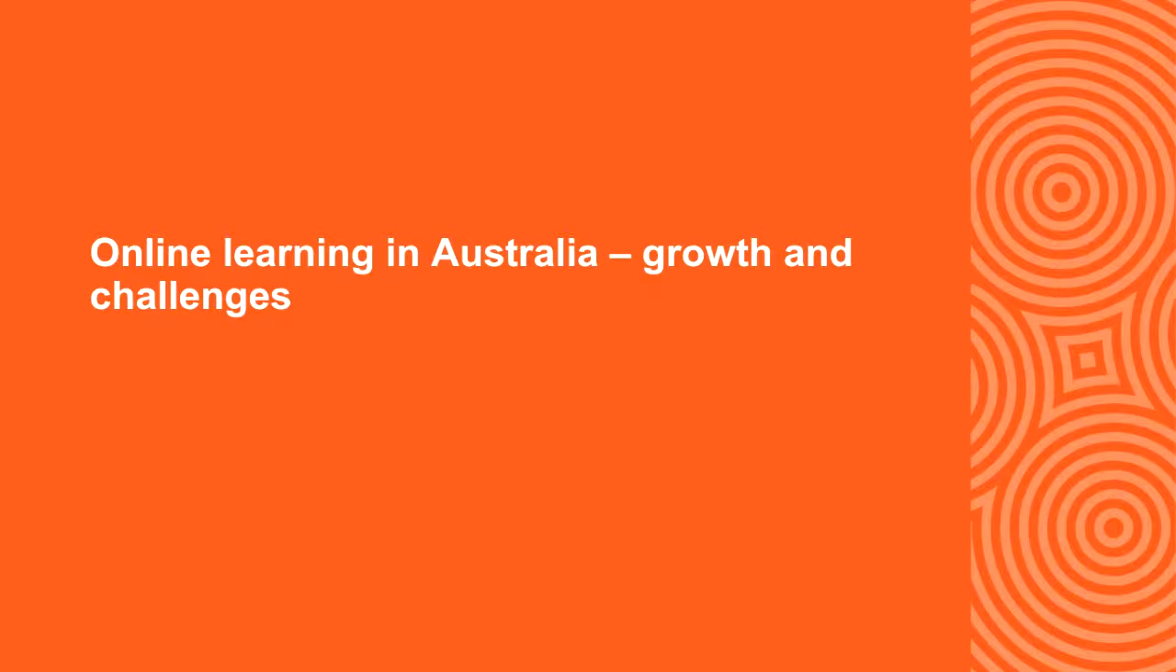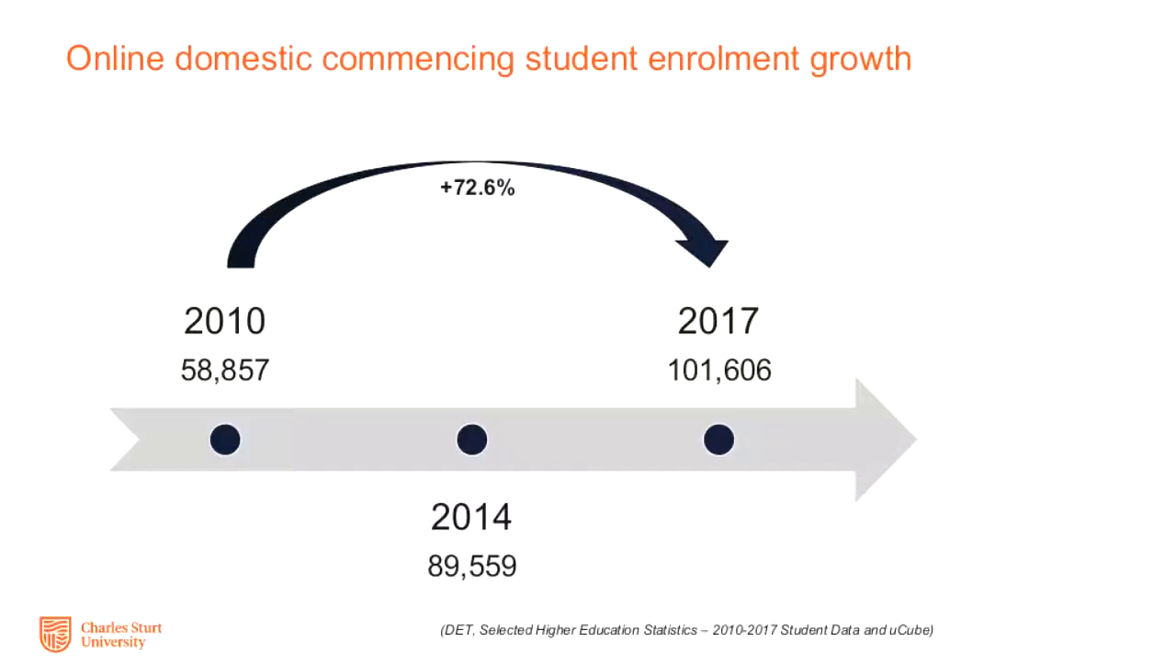So huge growth in Australia in online learning, 72% in fact. So massive from 2010 to 2017, 58,000 students to 101,000 students or thereabouts, 72% growth. So the question is, with all that growth, where's it going? And to be really honest, at CSU, our student numbers have really been steady. So they've increased slightly, but they certainly haven't increased to reflect the growth that's occurring in the market.